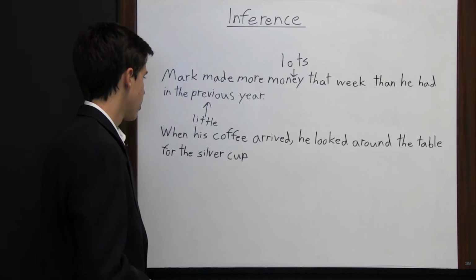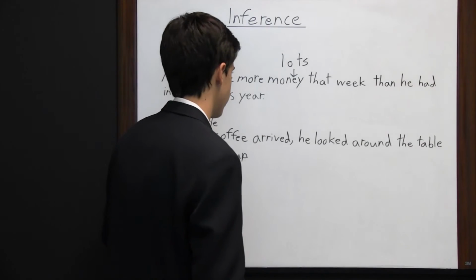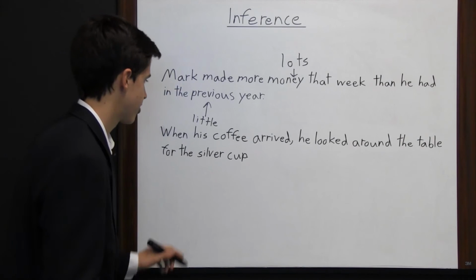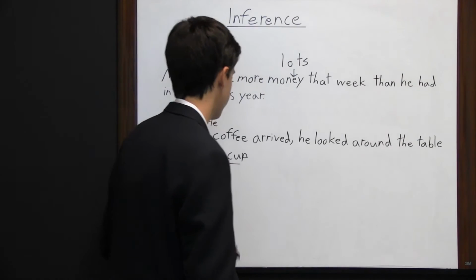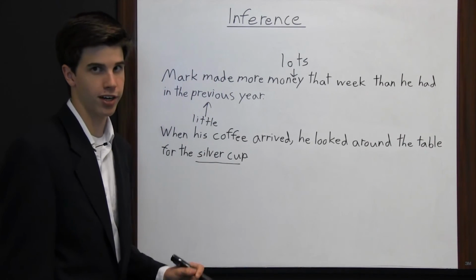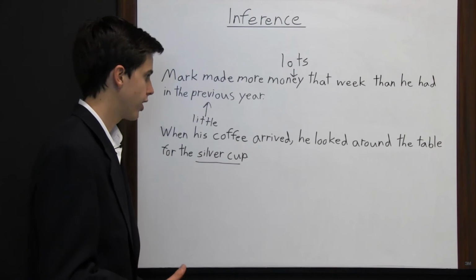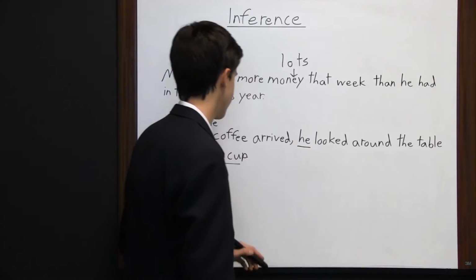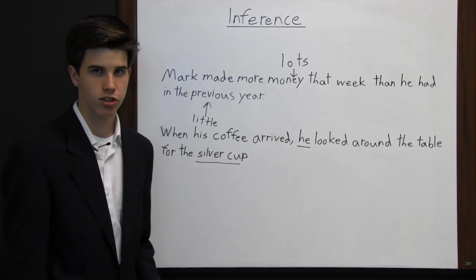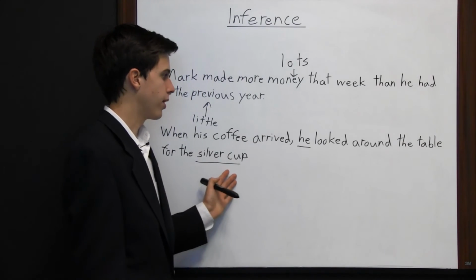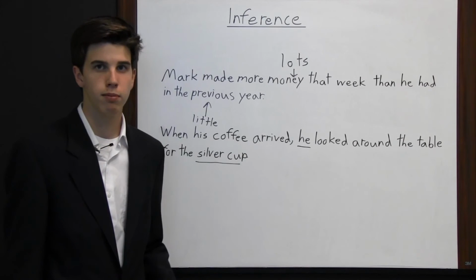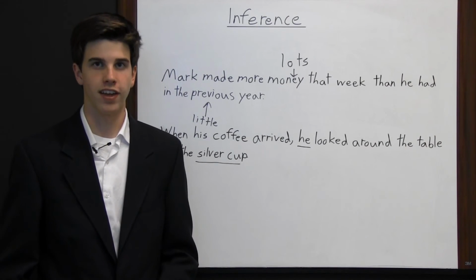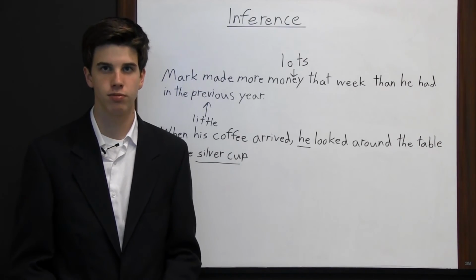The second is, when his coffee arrived, he looked around the table for the silver cup. Here the reader has to infer that the silver cup contains creamer for the coffee. That's one thing the reader can infer. And from that, the reader can draw that the subject of the sentence, he, always drinks his coffee with creamer. This sentence may not be important to the passage as a whole, but sometimes it's important that the reader infer something so that they can understand the entire passage.